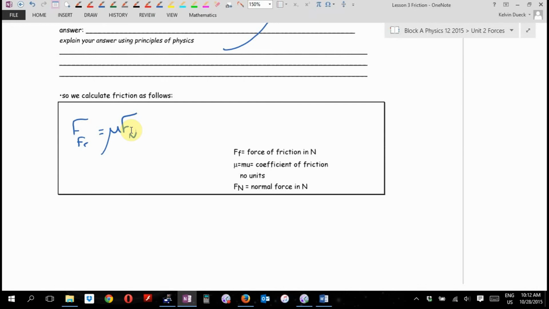But I'm convincing you now, oh no, we're going to add extra forces in there. We're going to lift up. We're going to push down. We're going to change that. We're going to muck around with the normal force.